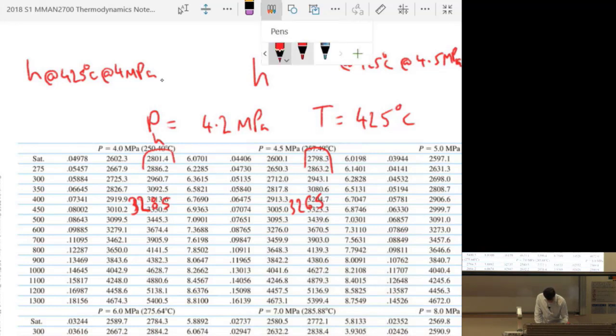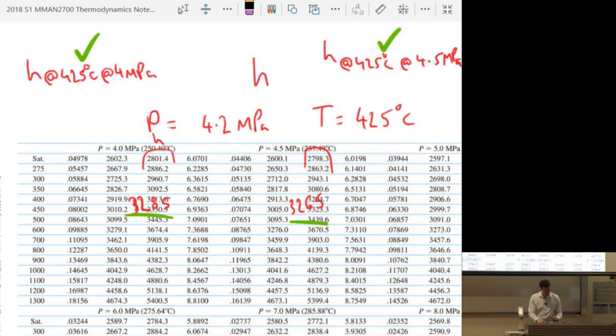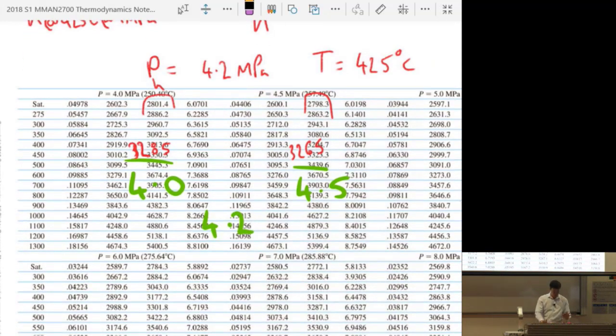So now you've got a value for that. Let's use a different color. Red's getting to me. Okay, good. Green's more positive. You've got a value for that. They're down here. And now you interpolate between those two values. So this is at 4.0 megapascals. This is at 4.5 megapascals. What you want is something that's 4.2 megapascals, which is 40% of the way between that and that. And look at that, there's only 20 difference. 40% of 20 is 8. So it will be 3277 or something similar. Yeah, good, excellent.